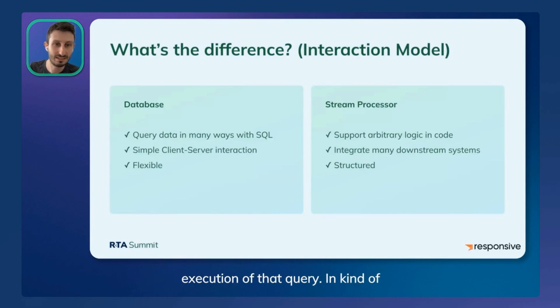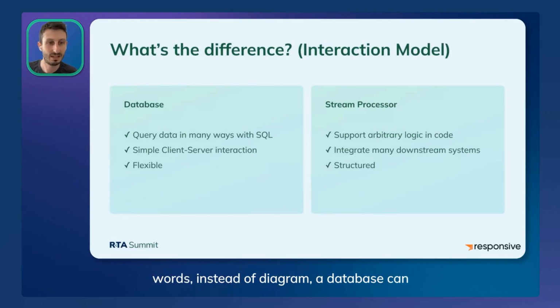In words instead of a diagram, a database can query the same data in many different ways using some kind of structured query language or maybe a domain-specific language. There's a very simple client-server interaction with the way that you interact with it. This is nice because the database can be hosted, like in StarTree with Pinot, and then you as the client, all you have to do is issue queries and get responses back in a very structured fashion. These two points lend to the database's key strength, which is its flexibility. You can answer many different types of questions. You can have many different types of applications all interacting with the same set of data.